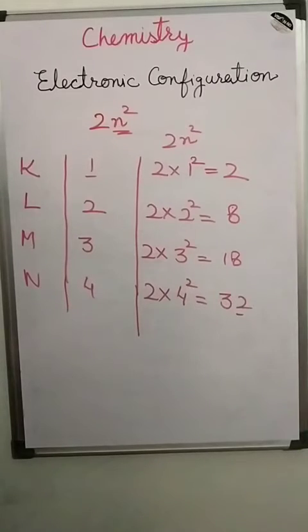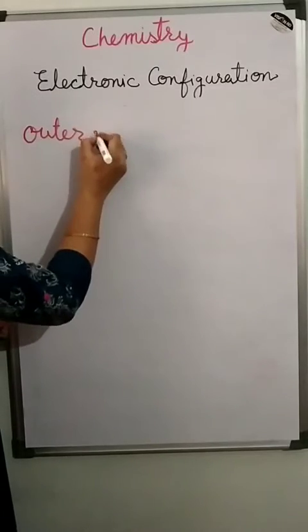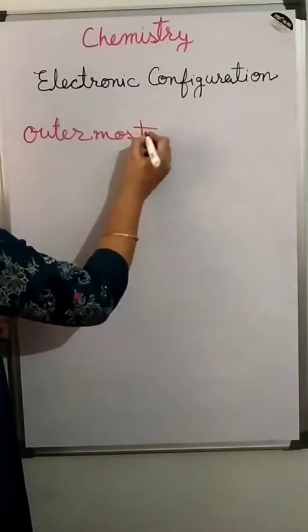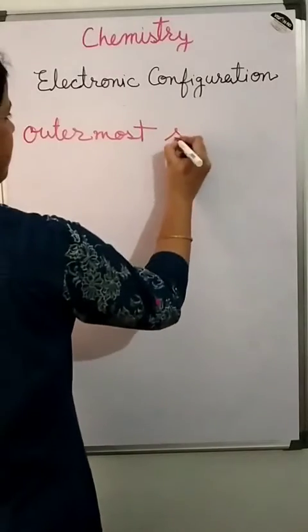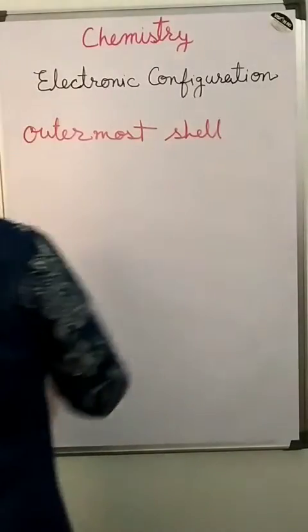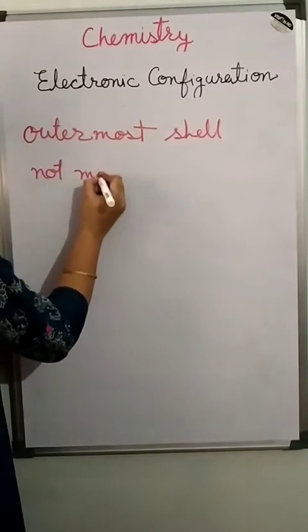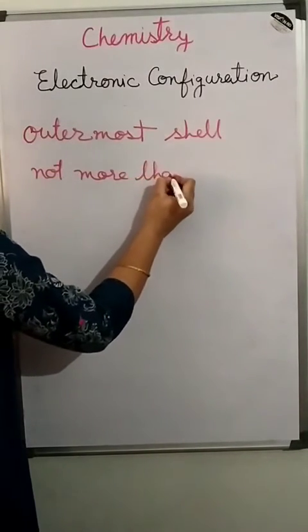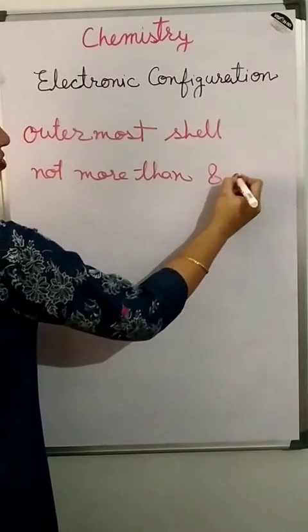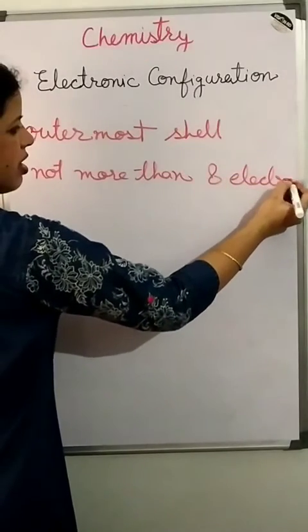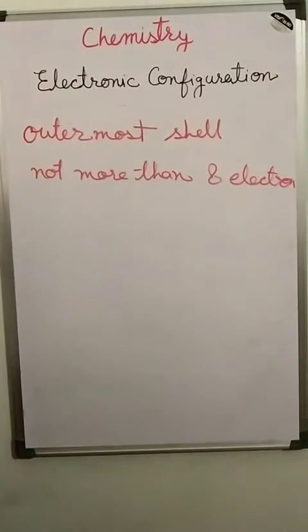Okay, but the outermost shell cannot have more than 8 electrons. The outermost shell cannot consist of more than 8 electrons. A new shell is formed as soon as the outermost shell attains 8 electrons. Okay.